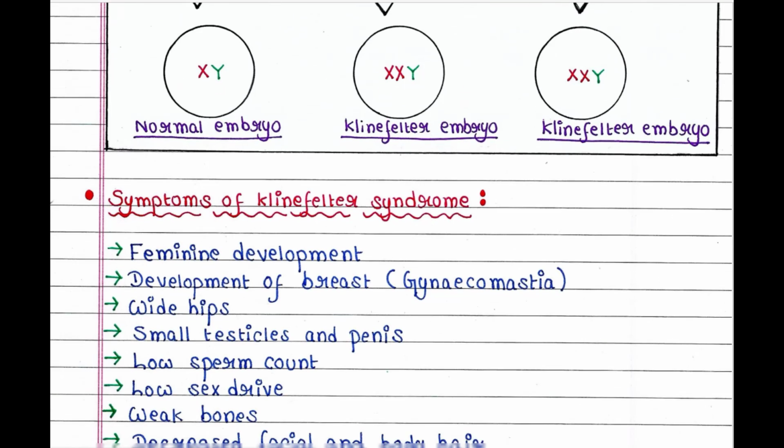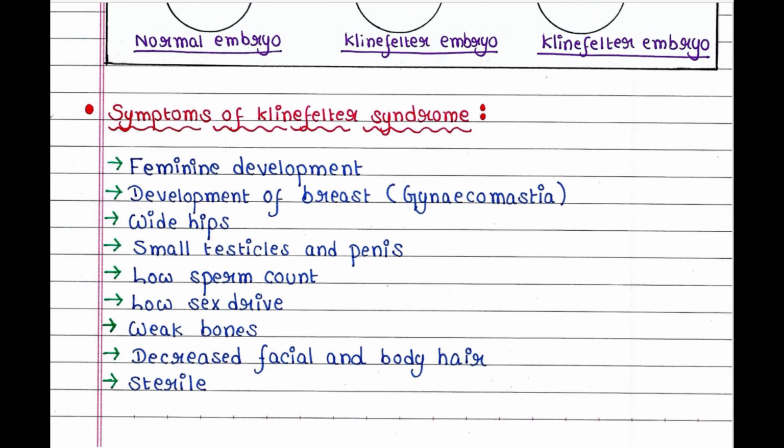Let's see some symptoms of Klinefelter syndrome. So feminine development you can see in these males. They have development of breast. The condition is called gynecomastia. They have wide hips just like females. They have small testicles and small penis. They have low sperm count, low sex drive, weak bones, and decreased facial and body hair, and ultimately they will be sterile.